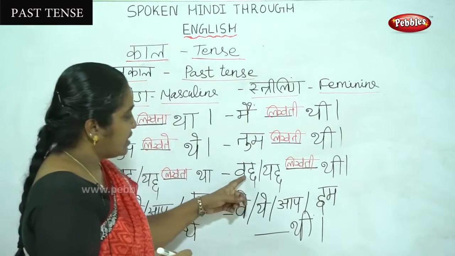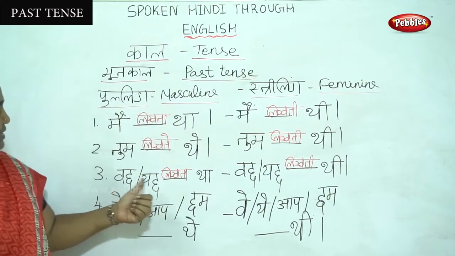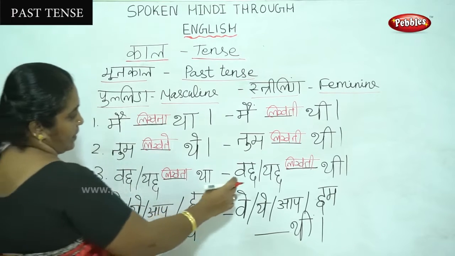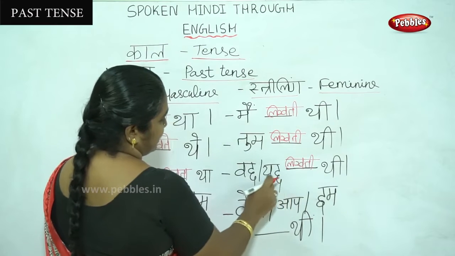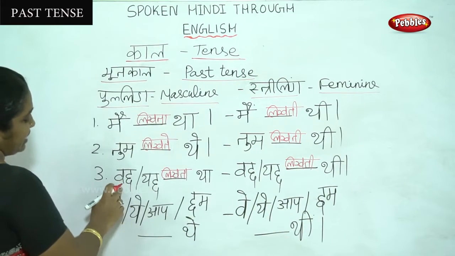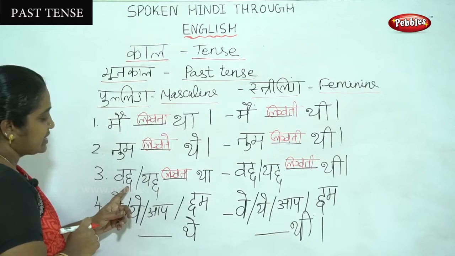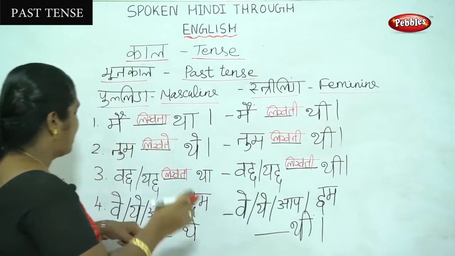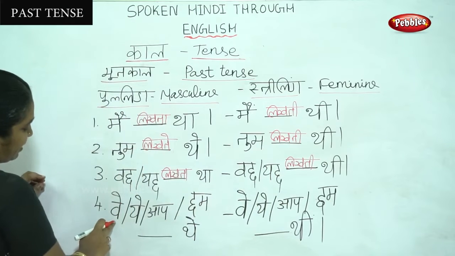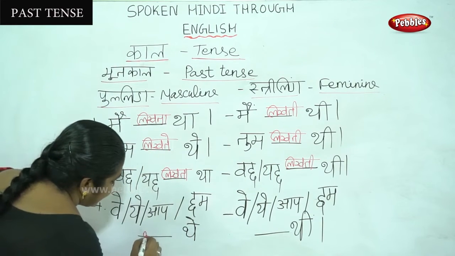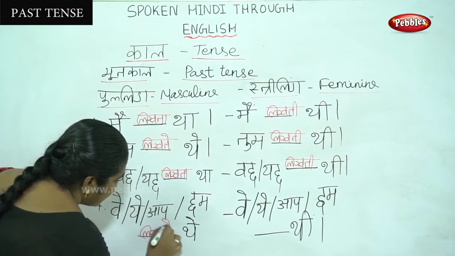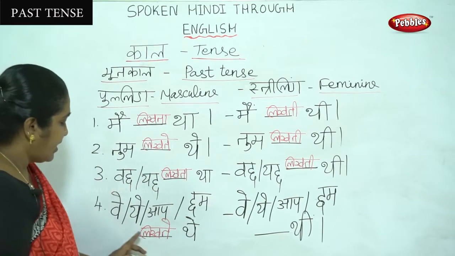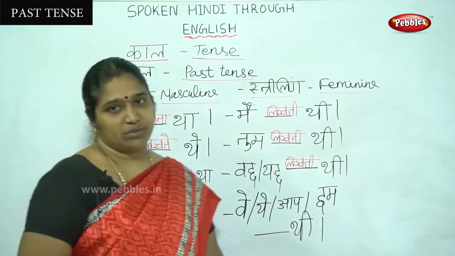Vah likhti thi. Here vah likhta tha, yah likhta tha. Here vah likhti thi, yah likhti thi. He wrote. The meaning is he wrote. Here, she wrote, for the past tense. Then for the plural form, we. Here likhte the. Ve likhte the means they wrote.